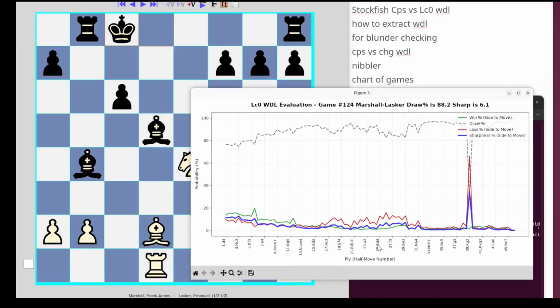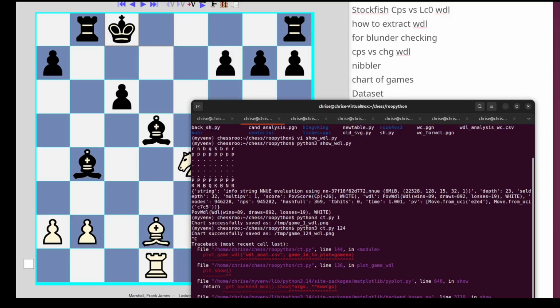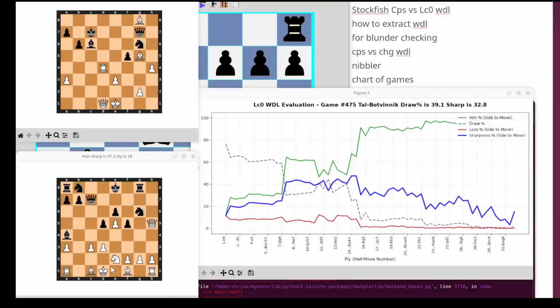Okay, so let's now look at another game, the sharpest game from the Tal Botvinnik match. Now, I thought that might be game number 6. Actually, it is game number 1. Have a look at what we get. You can see sharpest position about 40s. You can see it's here. And you can see why.